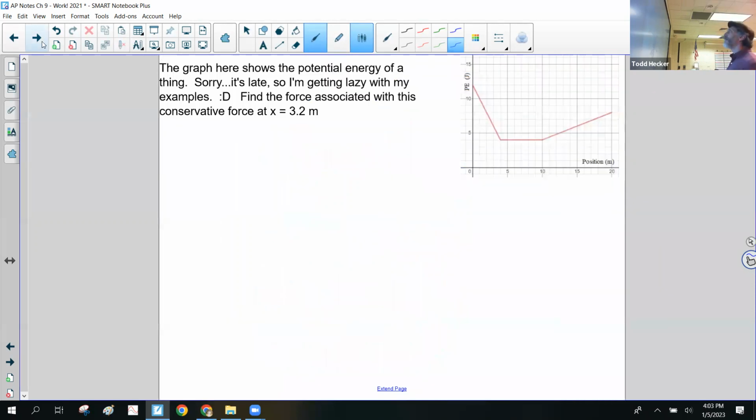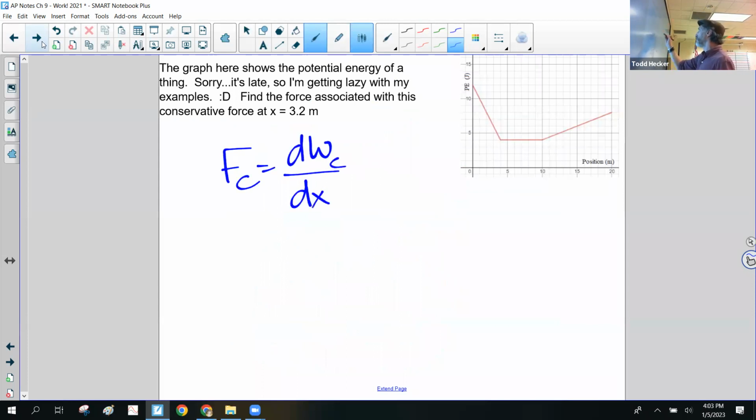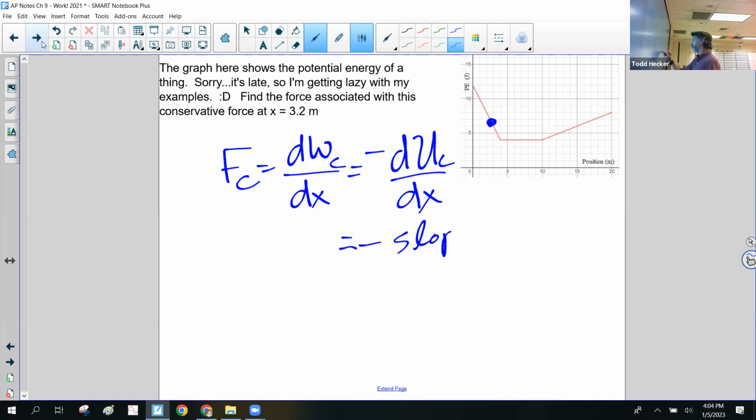All right. And then finally, last example, the graph here shows the potential energy of a thing. Sorry, it's getting late, getting lazy with my examples. So it says find the force associated with the conservative force. So here's what we know. We know that a conservative force is the derivative of the work with respect to position. That's the opposite of the derivative of the potential energy with respect to position. So it's the opposite of the slope. So at x equals 3.2, we're here.